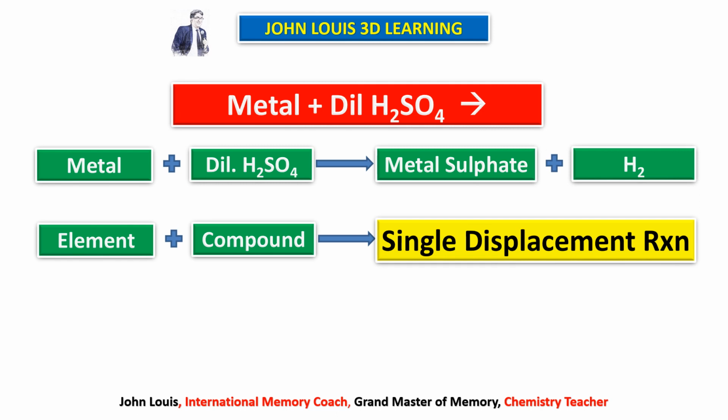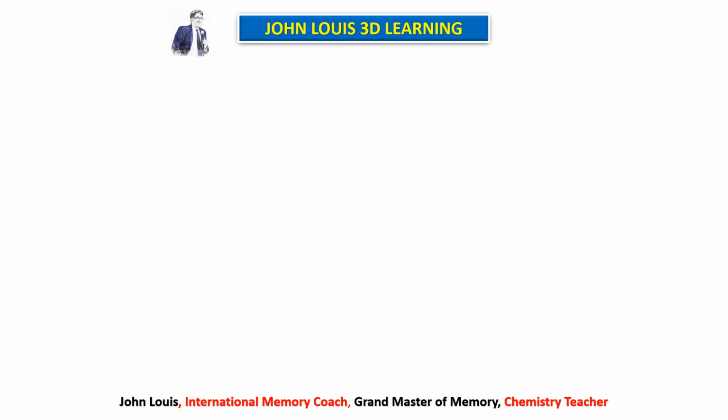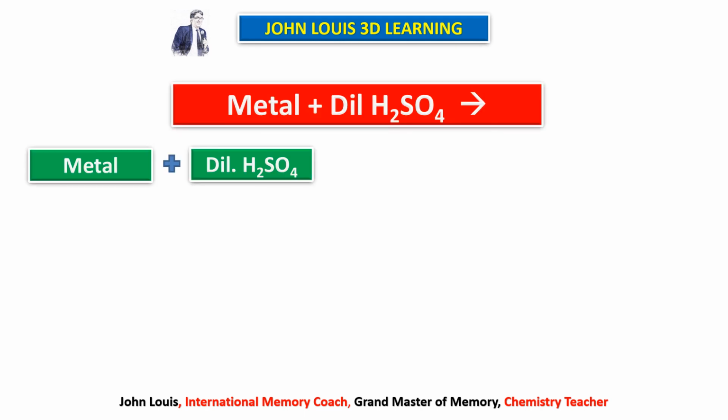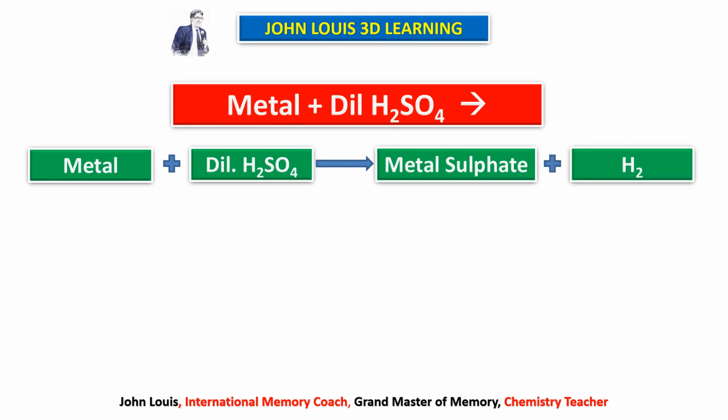But straight away, since it is metal plus dilute sulfuric acid, we know we have a specific rule to get the product metal sulfate plus hydrogen. Therefore, quickly we can arrive at the answer here. So let's see some examples. Metal plus dilute sulfuric acid gives what? Metal sulfate plus hydrogen. Let's take metal as magnesium.